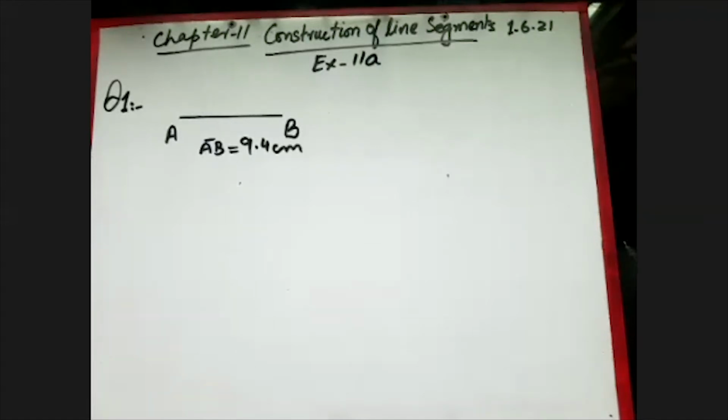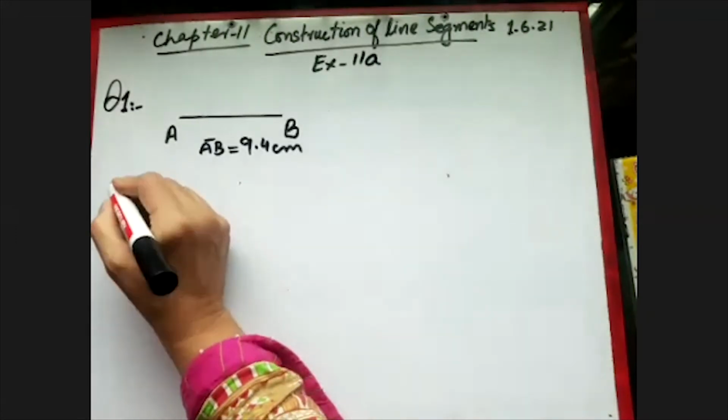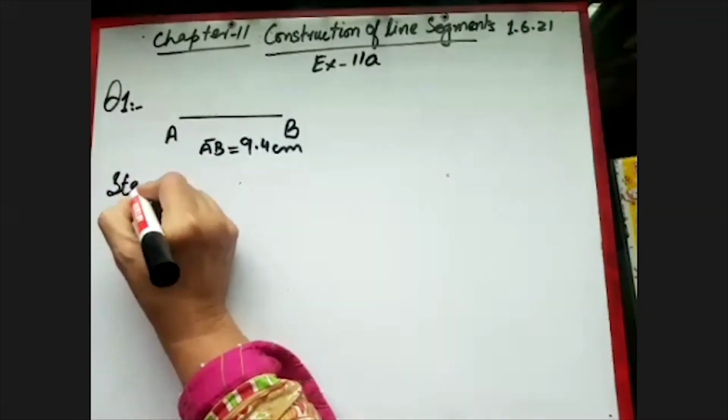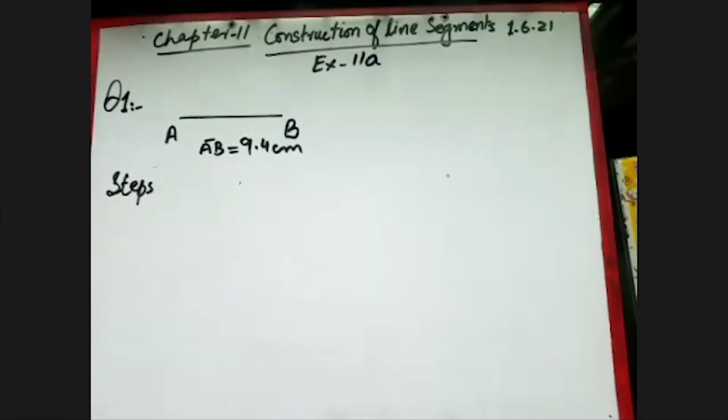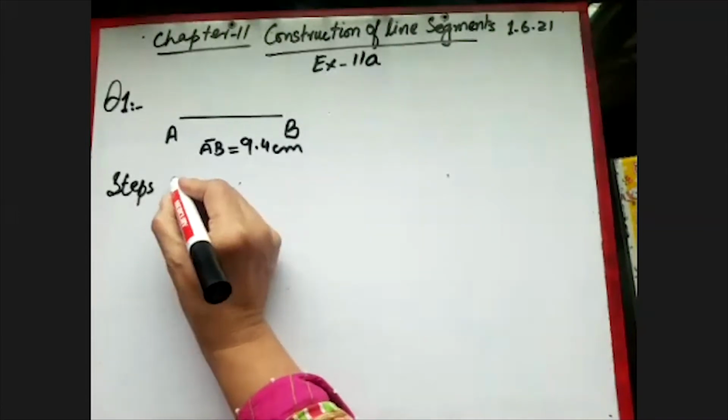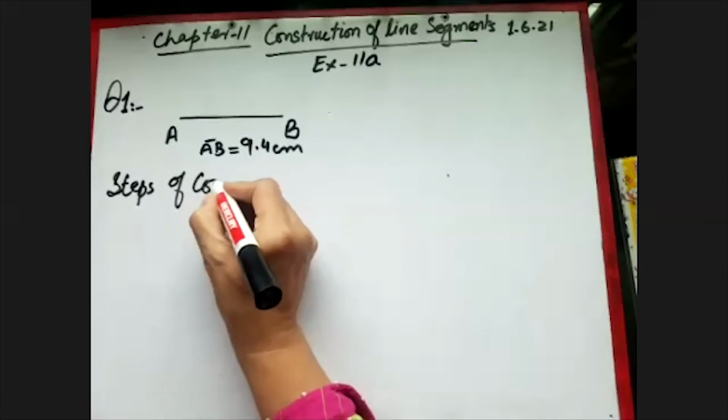The question is saying your line is AB, measure its length, and then you have to write the steps of construction. Means what you have done with your dividers and with the ruler, you have to explain how you drew this line on the paper. So, steps of construction.